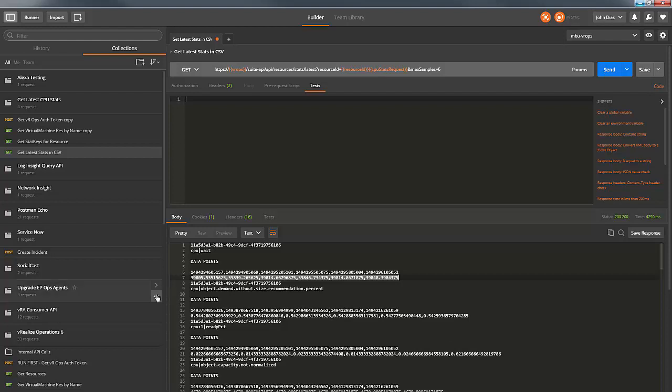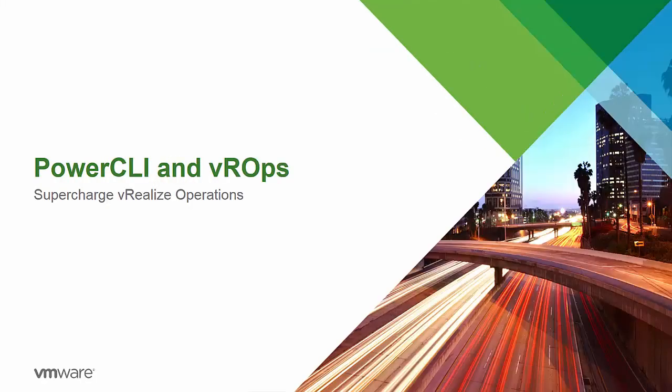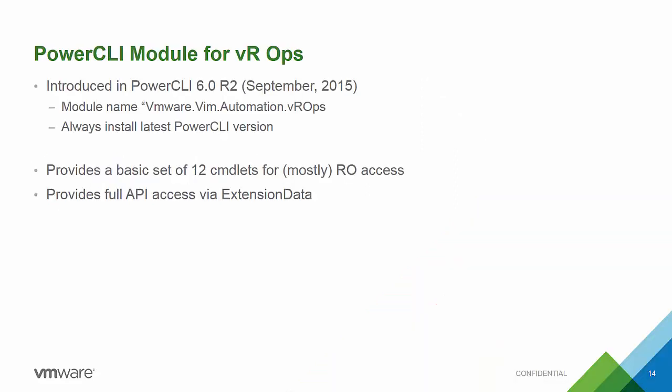So let's go back to the presentation. All right, let's get started next with the PowerCLI module for vROps. For those of you who are running PowerShell or are PowerShell shops, you'll be happy to know that there is a module for vROps in PowerCLI as of 6.0 or 6.2, so it's been around for quite some time now.